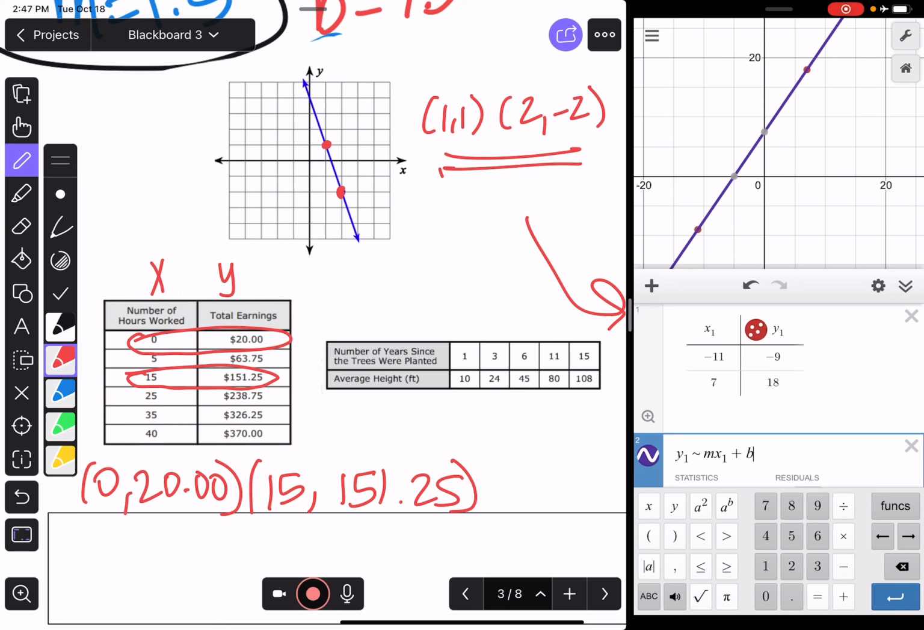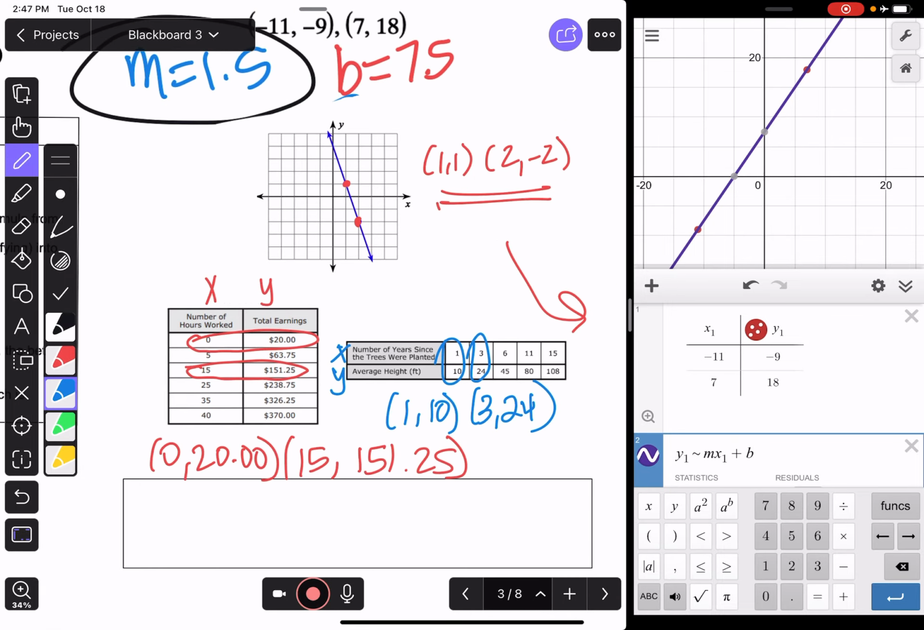And then lastly, we can have these horizontal tables where x is on top and y is on bottom. But same thing, we pick 2 points. So we've got 1 point, which is 1, 10. And we've got another point, which could be 3, 24. And we can add more than 2 points, but you just need at least 2. So you can add the whole table, or you can just add 2 and then do the trick, whatever you prefer. And that is it.